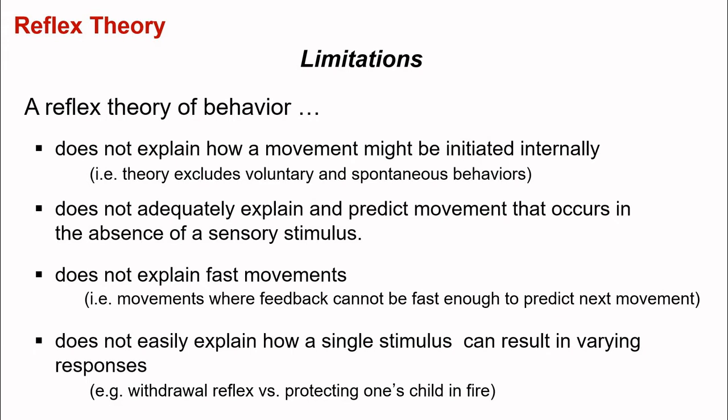Lastly, the reflex theory begins to get quite convoluted when it tries to explain how a single initiating response can result, for example, in varying responses. Trying to explain how you have a reaction of withdrawing your hand from a fire in one case, this reflex can be completely changed in the case where you're trying to stop your child being burnt in a fire.